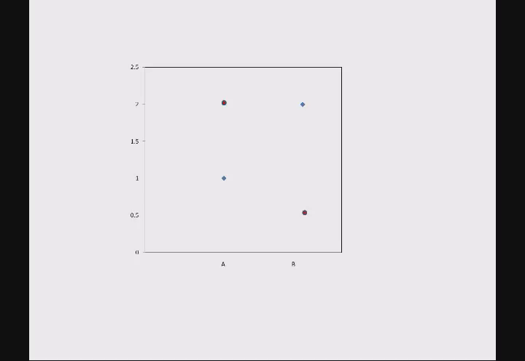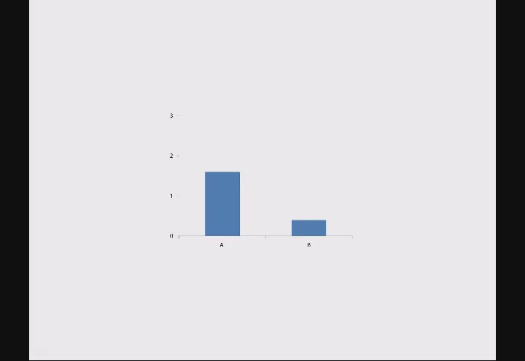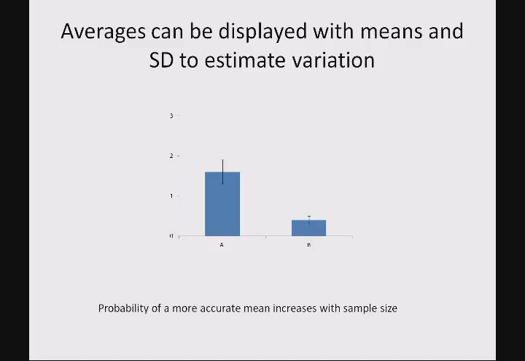And it's not until we've taken lots of samples from both populations that we can see quite clearly an estimate of the distribution of the variability in both populations, and then we distill that down into a mean. So we've got the mean size of A and the mean size of B, and then we can give the variability in those populations a measure, as you've already heard in previous presentations, with the standard deviation. So averages can be displayed with means and standard deviation to estimate the variation within our samples and then assume the variations within populations.